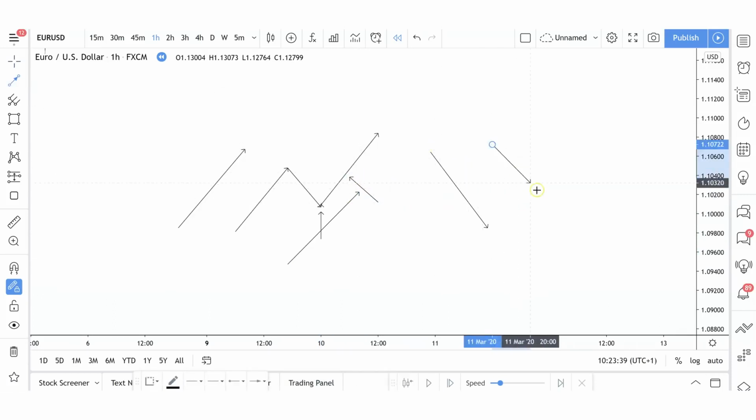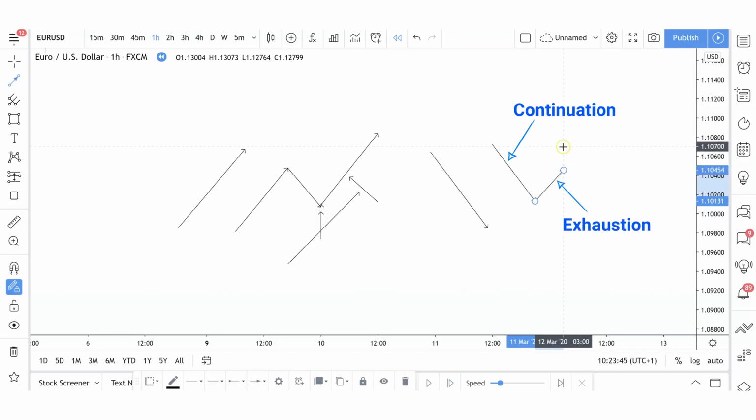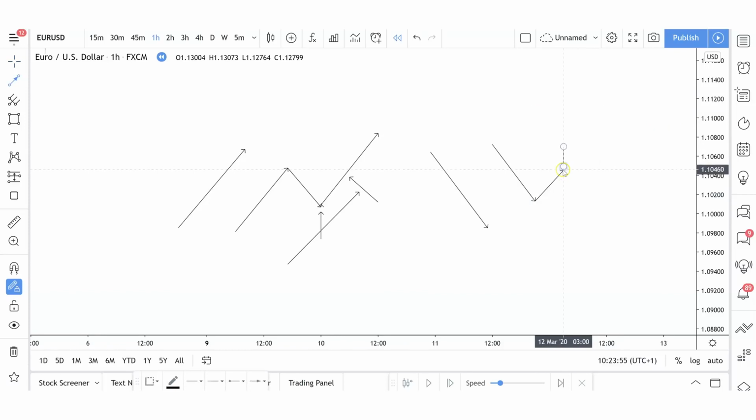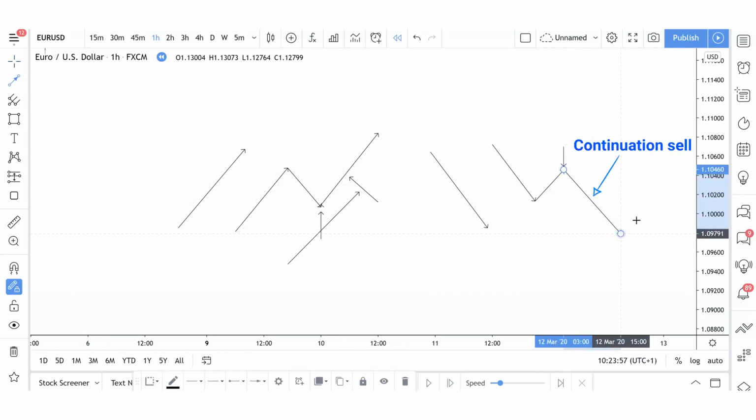When the market is pushing to the downside, this is what we call a continuation. When the market is exhausting, this is what we call an exhaustion phase. This is where you're going to be looking for your trading opportunities in line with the direction of the trend. Once you learn the patterns that you will learn today, you will take your trades then as part of a continuation back to the downside.